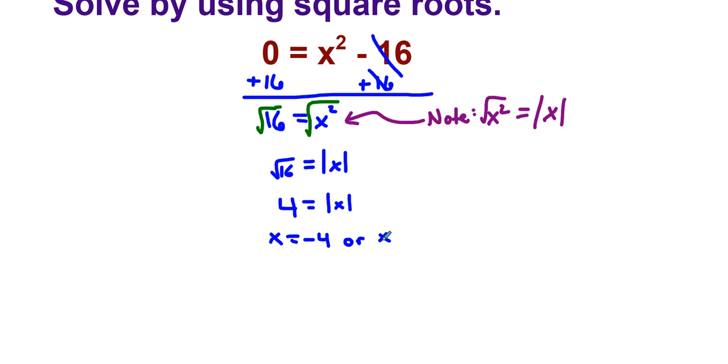And there are multiple ways to write your solutions. You can write them out in this way, but ultimately the fastest way is to use a solution set. So you just say negative 4 and 4 are your solutions. That's it. That's my answer.